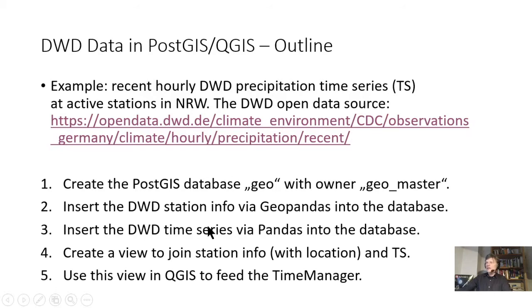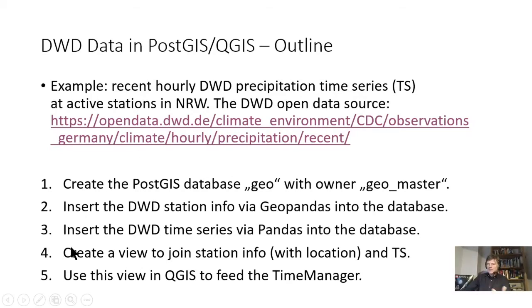Then we insert the DWD time series via Pandas into the database. This does not provide geometric information. It does not have a coordinate, right? Each time series is identified by the station ID and by the time. So that means we have to associate the time series with the associated station to get the location where this time series is measured.